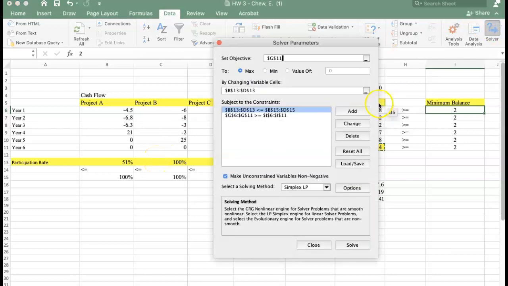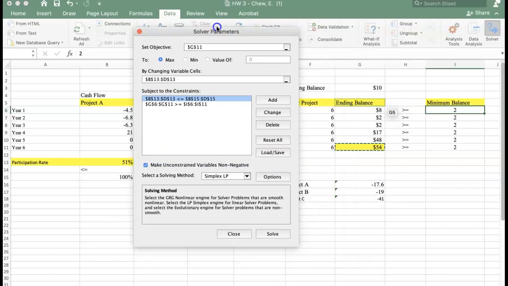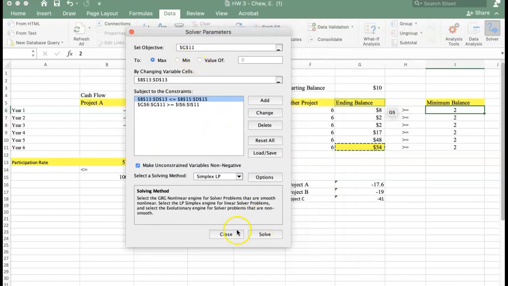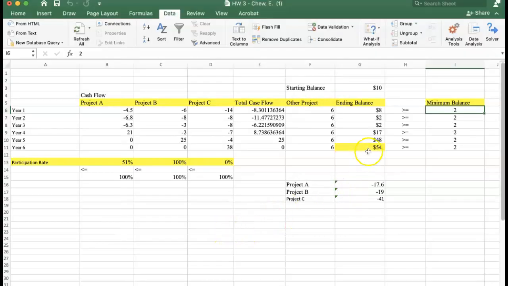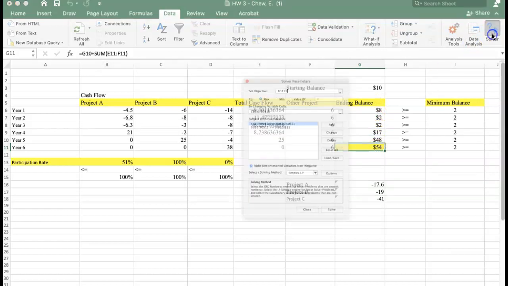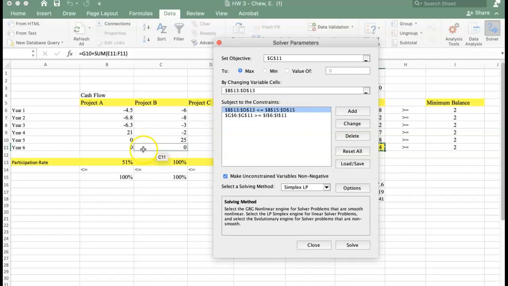So I go to my solver and I look here and I see G11. And so let's just go back and look at my G11 here. It has G10 plus the sum of all of those to make it, and we want to maximize that. I'm changing my percentages here in my solver.